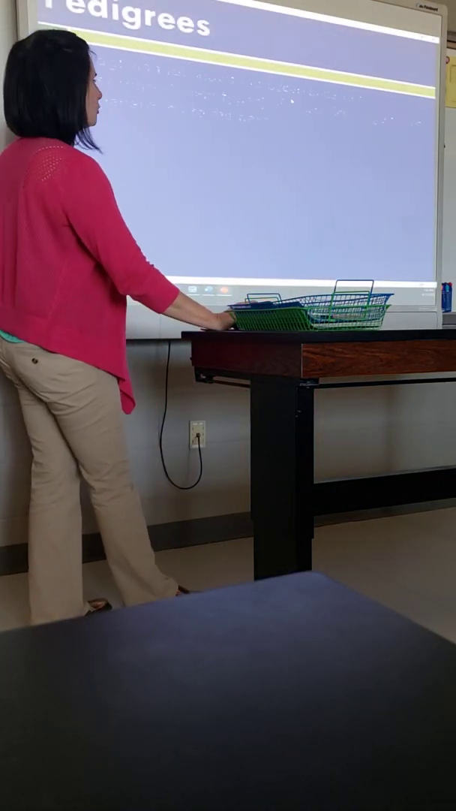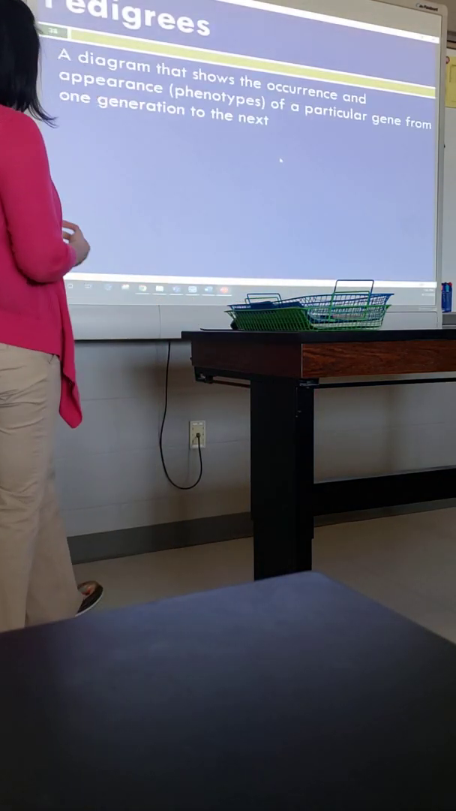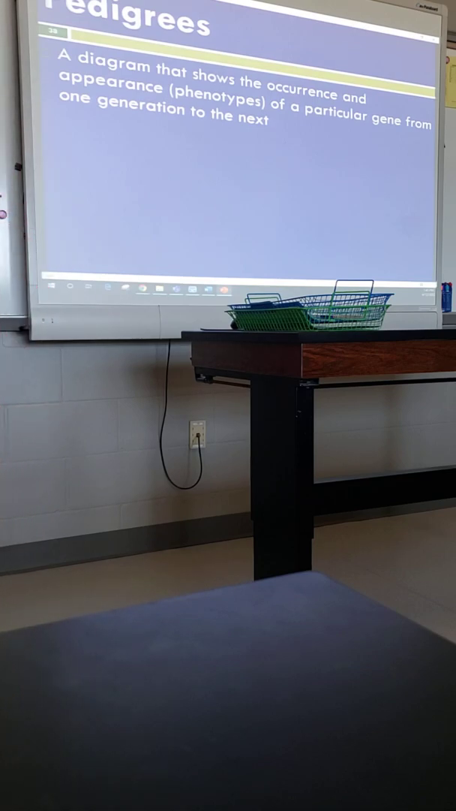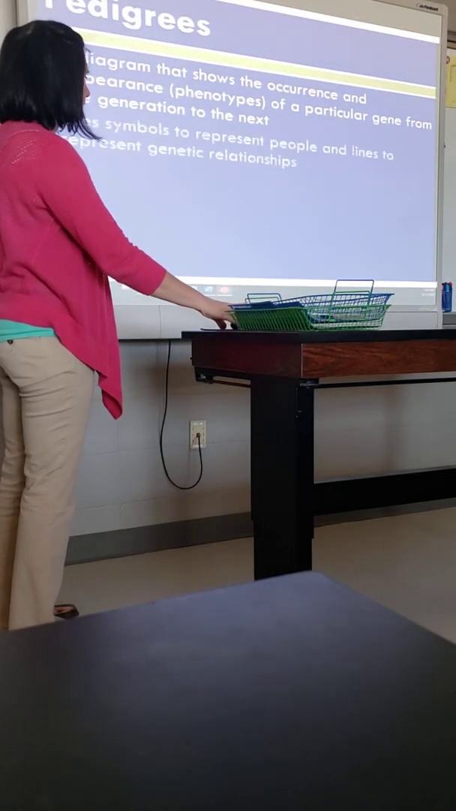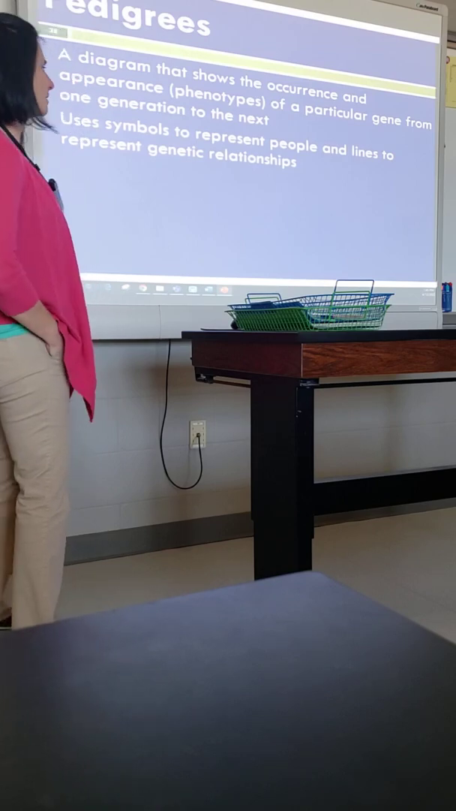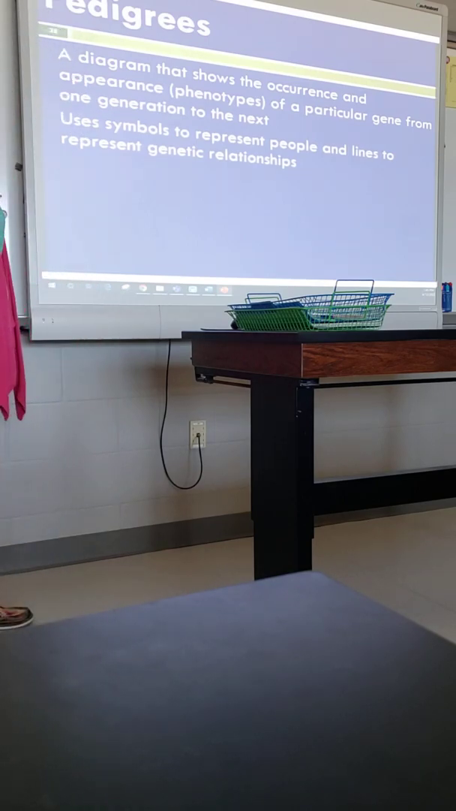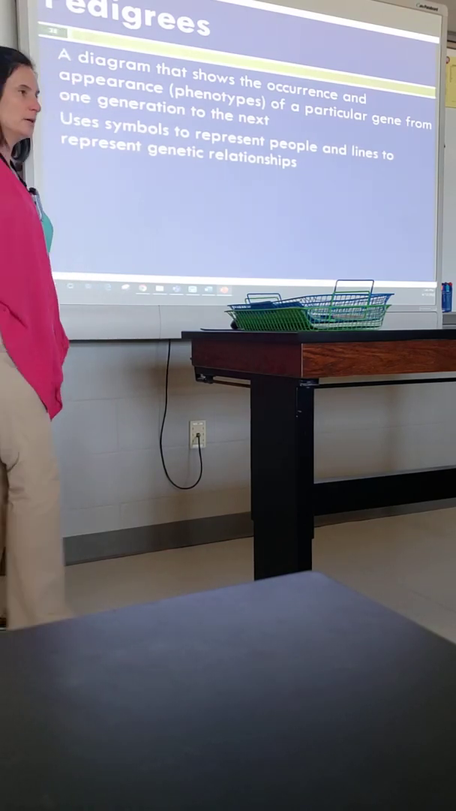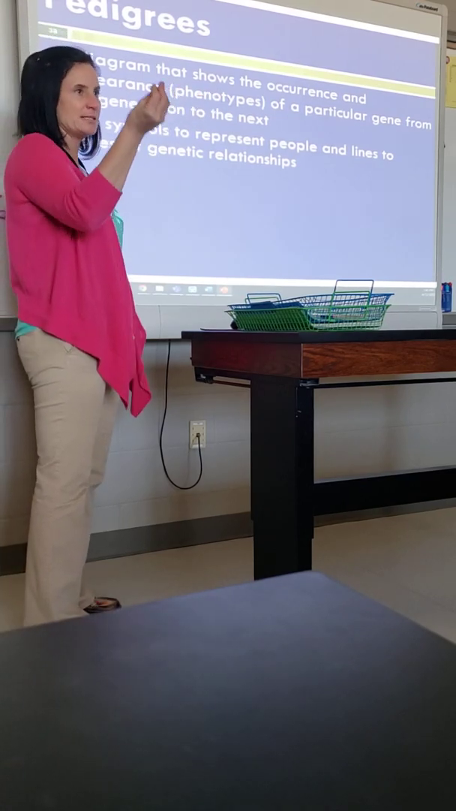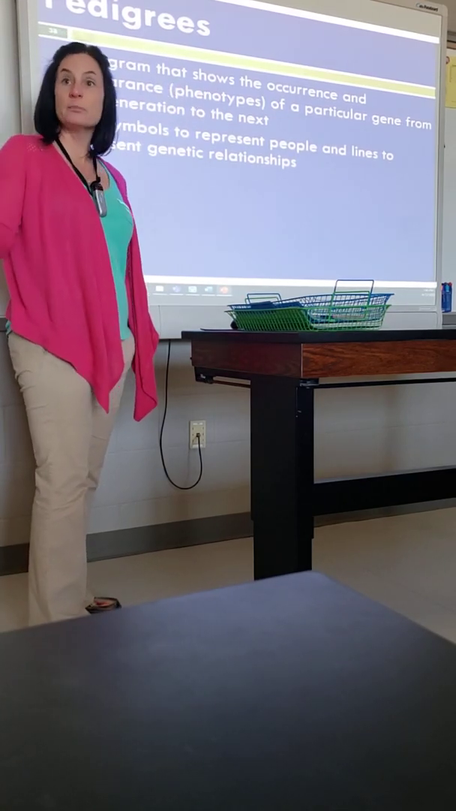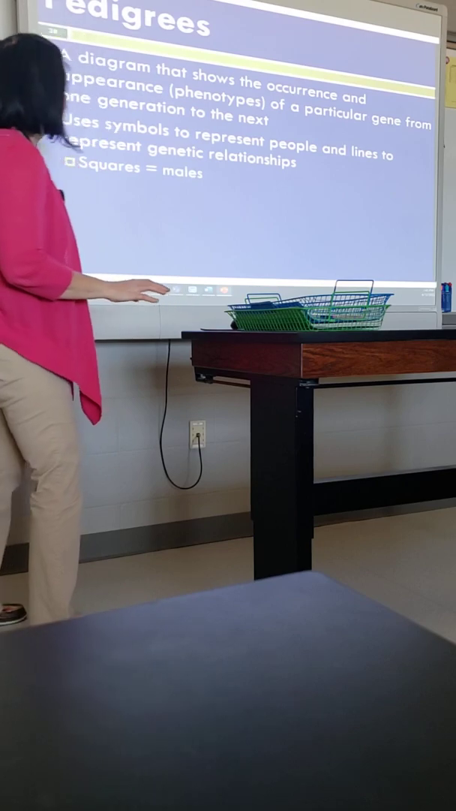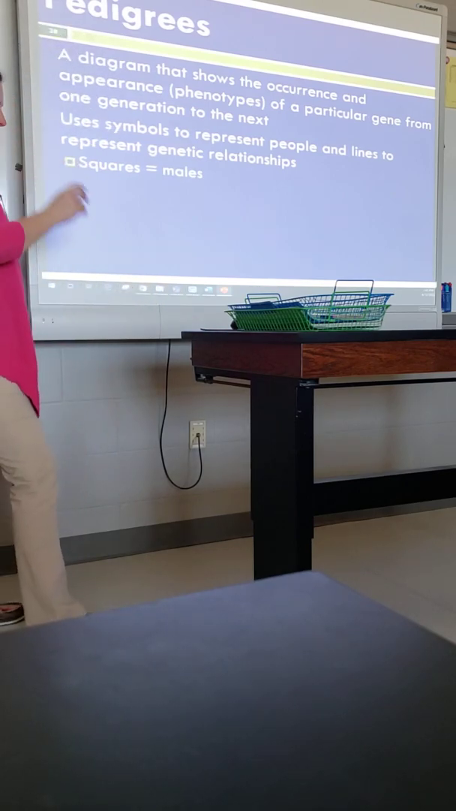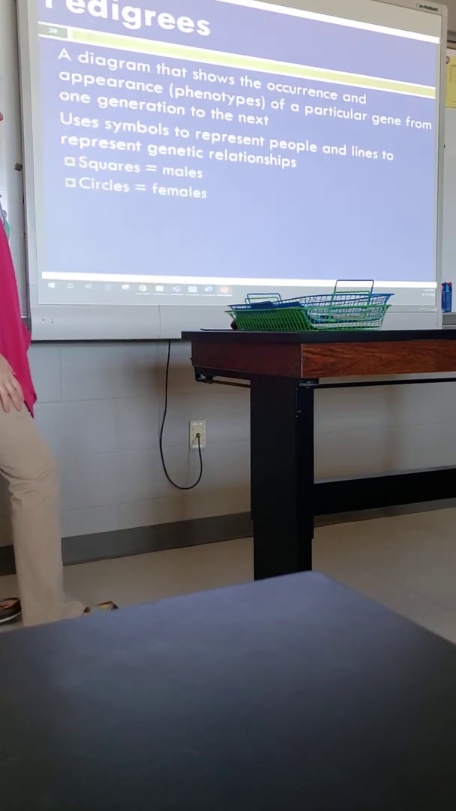So pedigrees are kind of cool. It's a diagram that's going to show the occurrence or appearance of certain phenotypes of a certain gene from one generation to the next. Okay? And so we use symbols to represent people and lines to represent genetic relationships, like mates or offspring or siblings or things like that. All right, so squares represent males typically, and circles represent females.